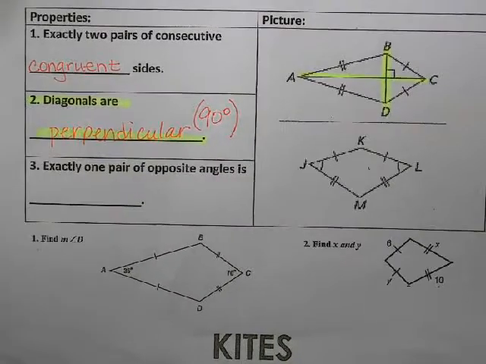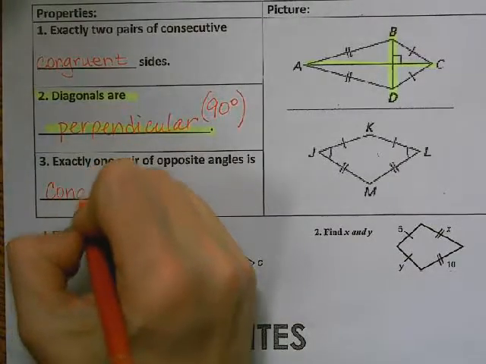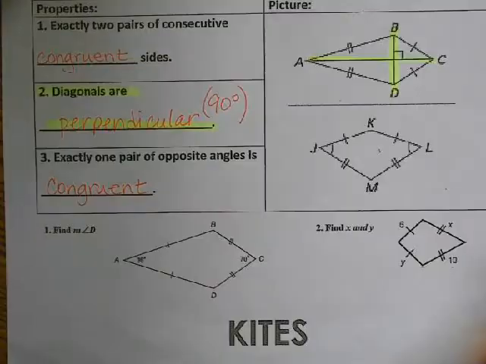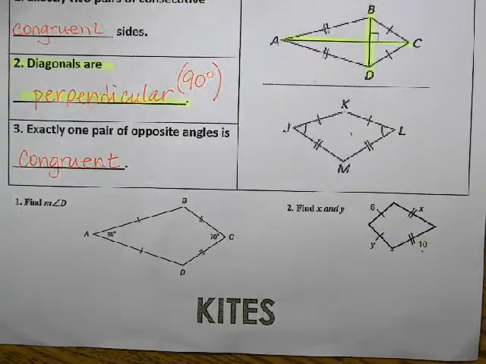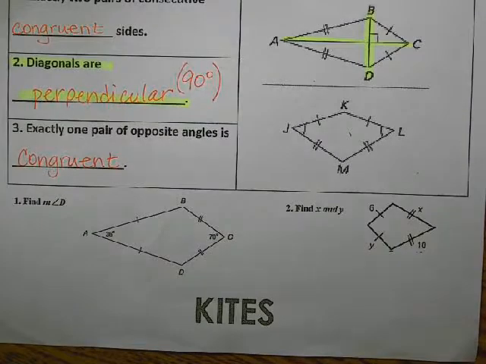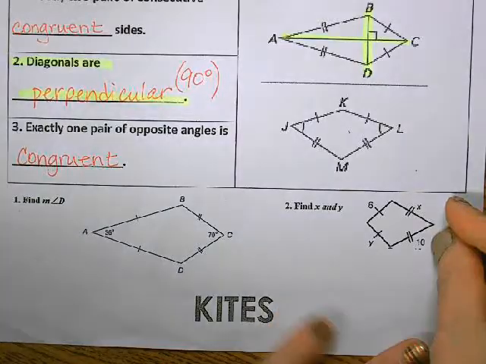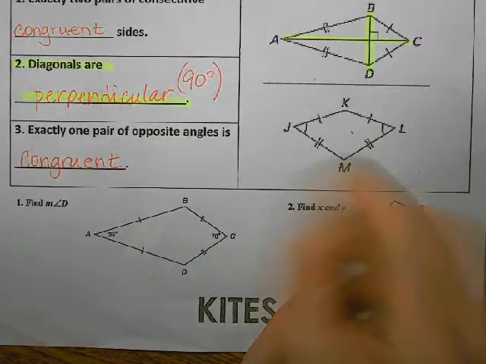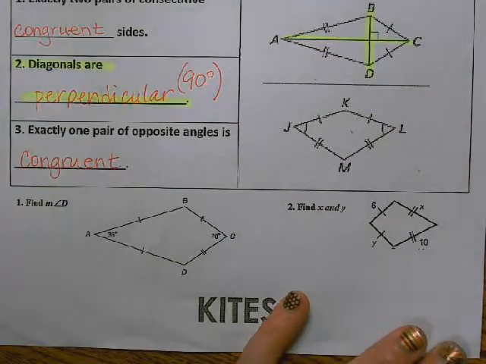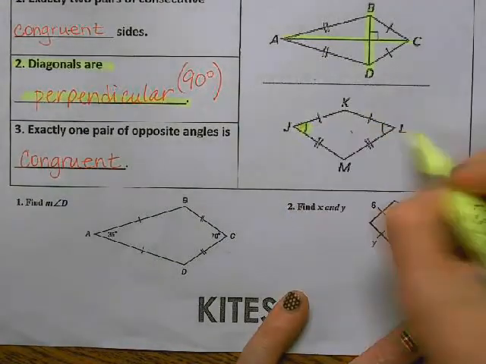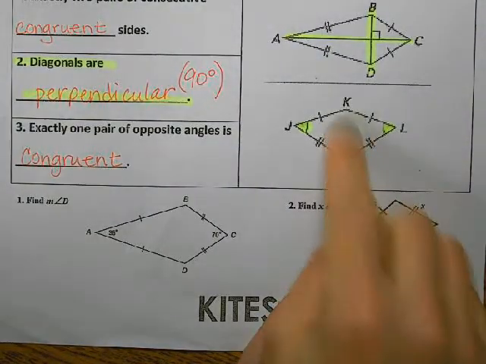And then the last thing that you discovered was that exactly one pair of opposite angles is congruent. Okay? Now, here's where I had the hardest time figuring out which angles go where. When I was young, I struggled with deciding which two angles were congruent, because there's only one pair of angles that are congruent. So in this picture, the only two angles that are congruent are angle J and angle L. These other two angles are not congruent.